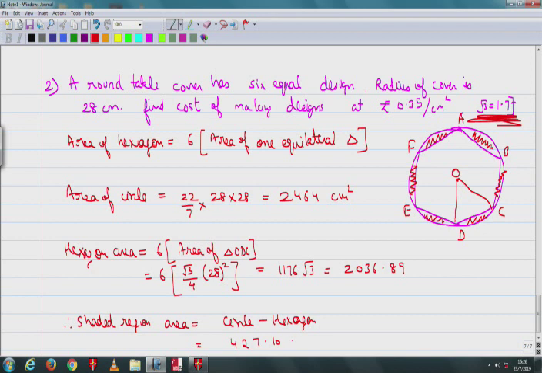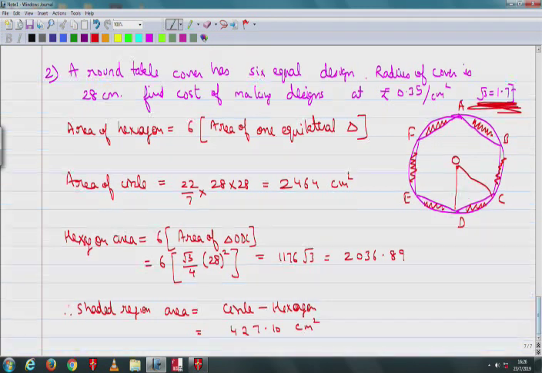So area of shaded region is this one, 427.10 centimeter square. And now just multiply this, since the cost of making 1 centimeter square is 0.35, so total cost is into 0.35. That is 149.48.